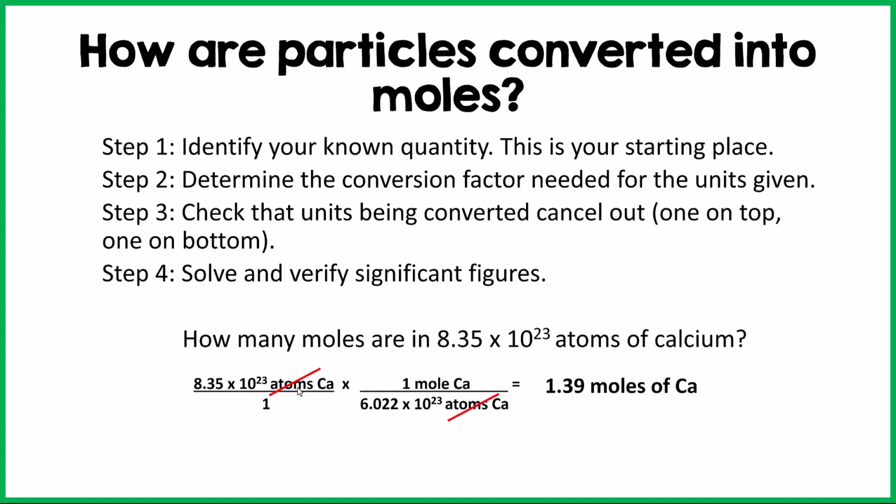So we're starting with our known quantity, using a conversion factor that matches up with whatever this known quantity was, so that we're putting that same unit on the bottom. So moles could go on the bottom here, or atoms, but because we had atoms for our known quantity, we need to have atoms on the bottom for this conversion factor. And then multiplying across and dividing. And our sig figs here, we are not including this 10 to the 23rd in our answer. So 8.35 has 3 sig figs, and so 1.39 is going to be our answer there with 3 sig figs.